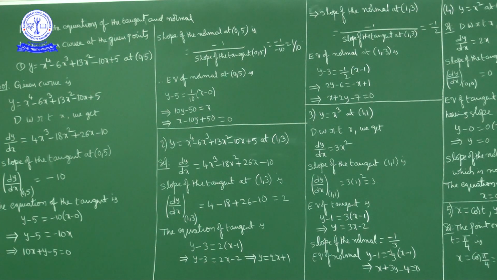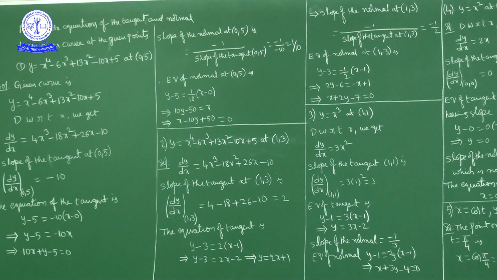Now to find out equation of normal, we have to find slope of the normal, and point is 1 comma 3. So slope of the normal is what? Slope of the normal is minus 1 by slope of the tangent. So slope of the normal at 1 comma 3 is nothing but minus 1 by slope of the tangent at 1 comma 3. Slope of the tangent at 1 comma 3 is 2, no? So slope of the normal is minus 1 by 2.